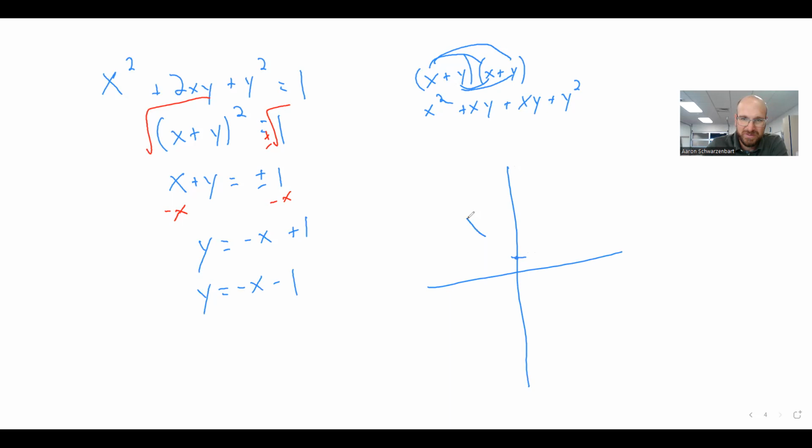Y-intercept of 1, slope of negative 1. Here is this one. Next one, y-intercept of negative 1, slope of negative 1. Here's this one. This implicitly defined relation, this is a relation, this certainly does not pass the vertical line test, is a pair of parallel lines. I could say that's two implicitly defined functions. Either one works. Okay. So that is the end of 1.4.